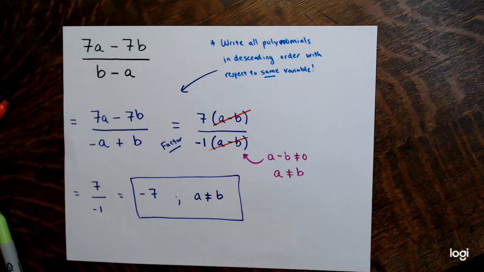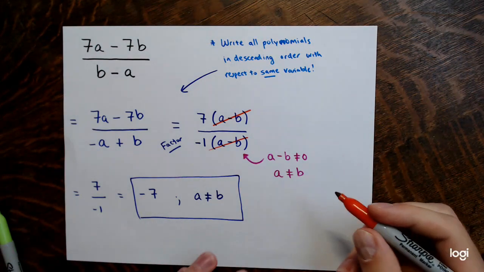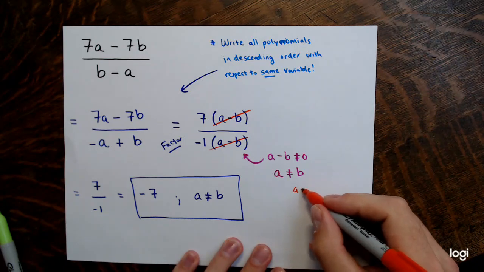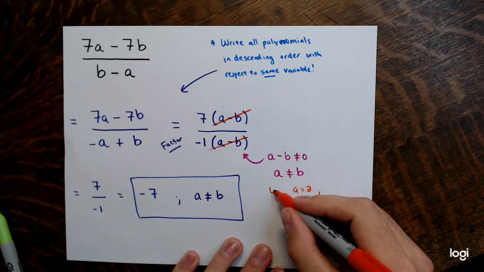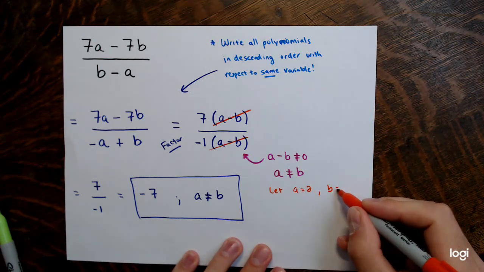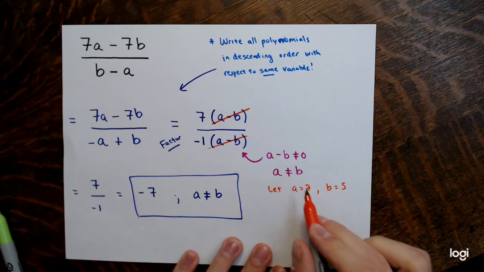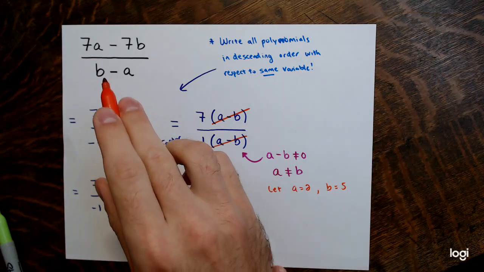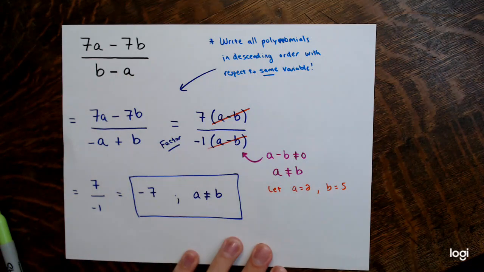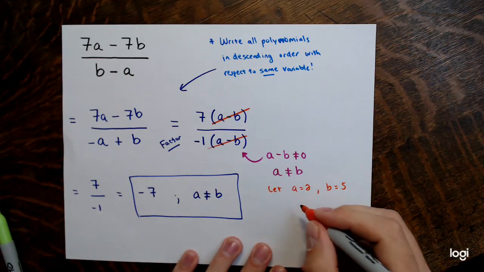And if you'd like to test that, let's check it out. Let A be 2 and B be 5, again, as long as they're not the same. Because if these were the same, I'd be dividing by 0. You can't do that. But if A is 2 and B is 5, let's see.